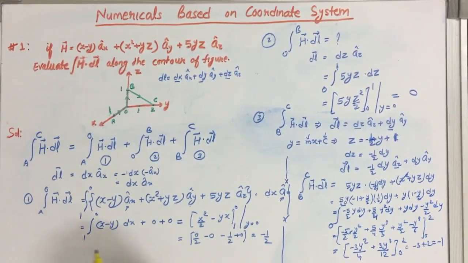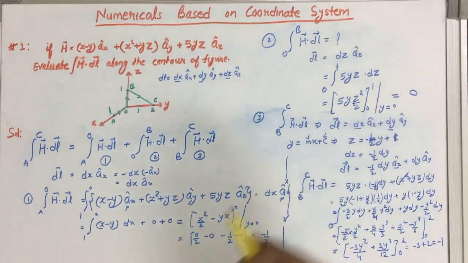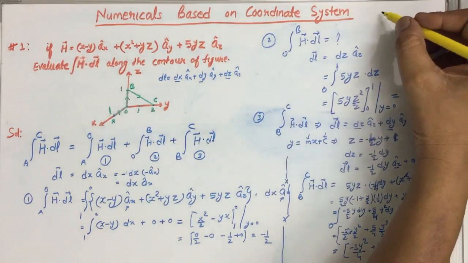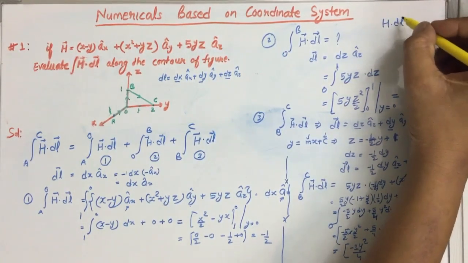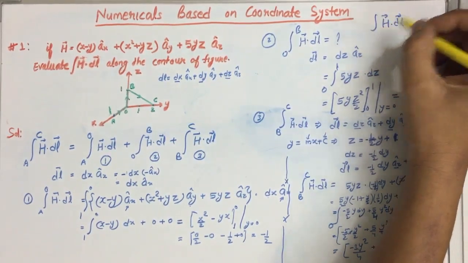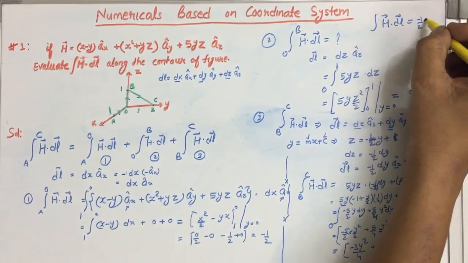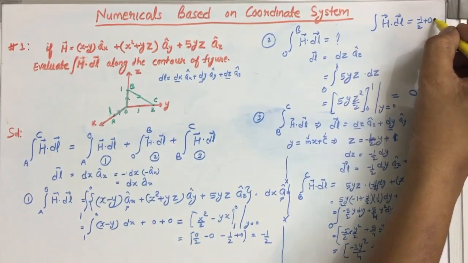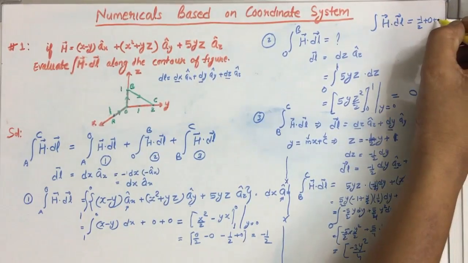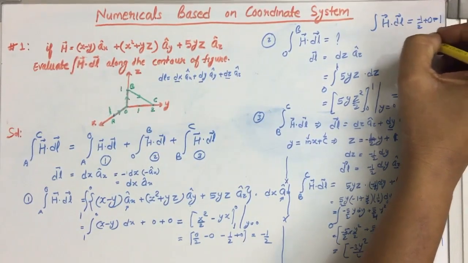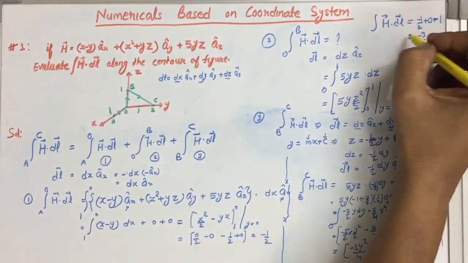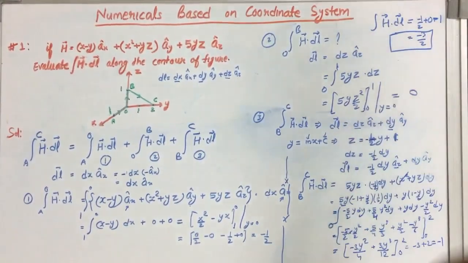Now h dot dl will be the sum of all, that is minus half plus 0 plus minus 1. It will be minus 3 by 2. This is our final answer.